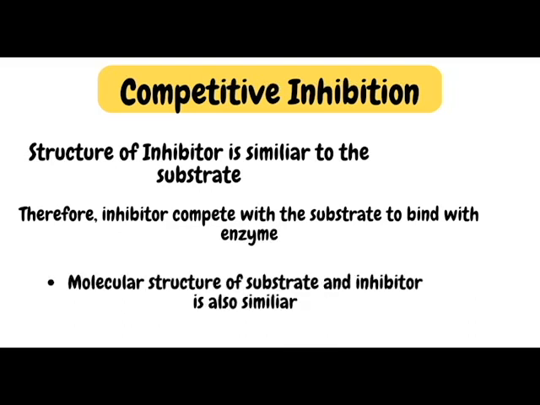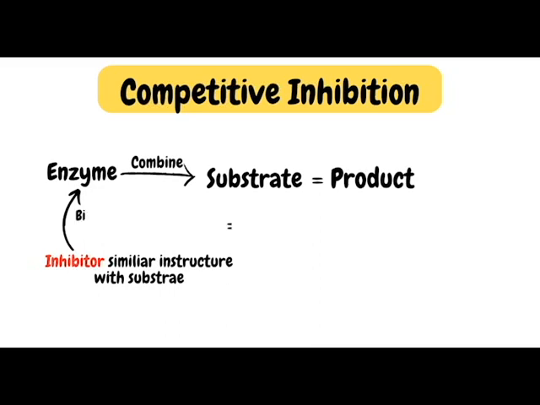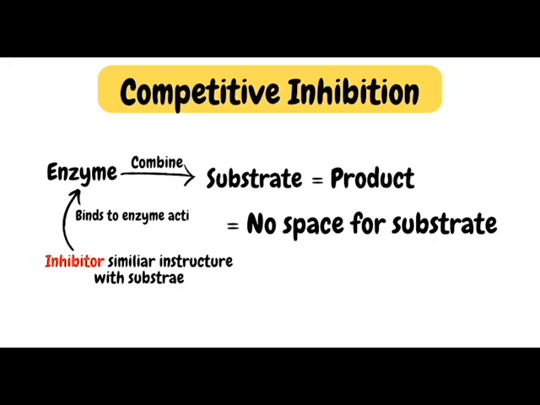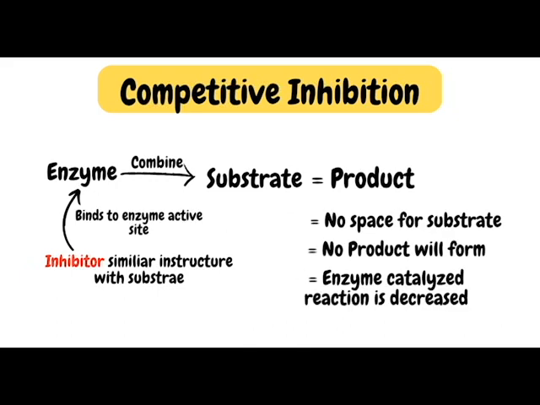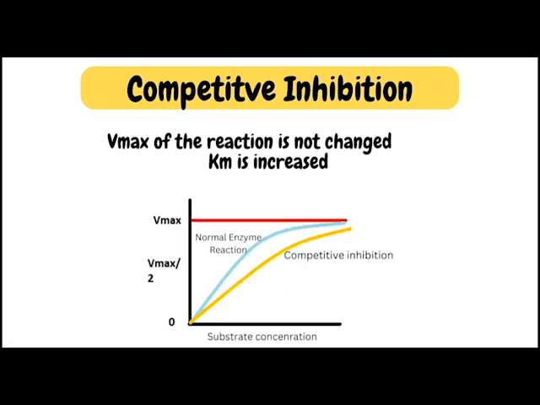The molecular structure of the substrate and inhibitor is also similar. Normally, the enzyme combines with the substrate and forms product, but here, an inhibitor similar in structure to the substrate binds with the enzyme active site, leaving no space for the substrate. No product will be formed and the enzyme-catalyzed reaction is decreased. In competitive inhibition, Vmax of the reaction is not changed, but Km is increased.